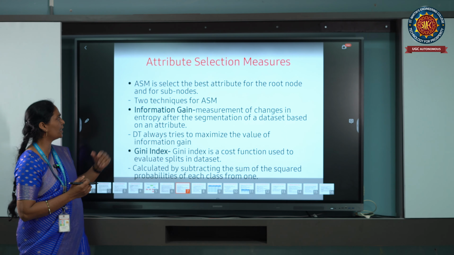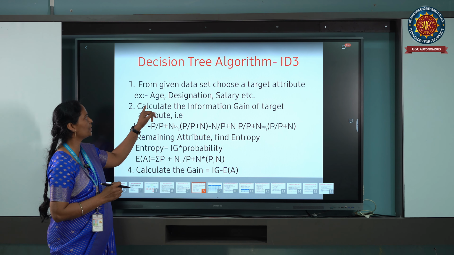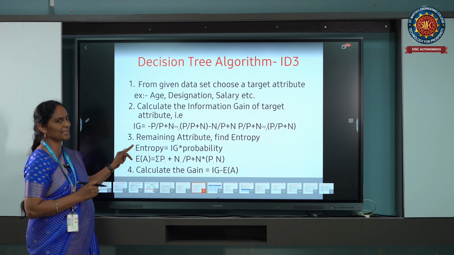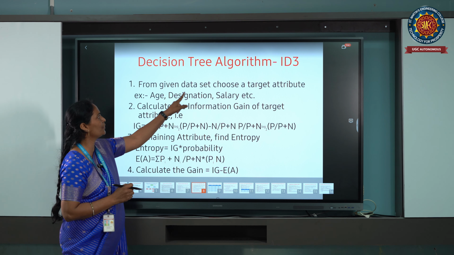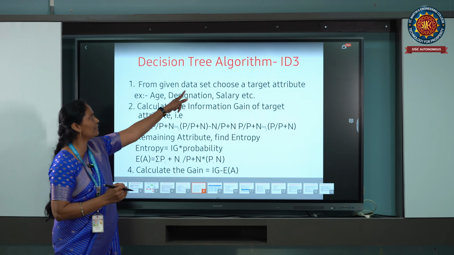Next, we can see the algorithm of the decision tree, which is based on ID3. This algorithm is fully named Iterative Dichotomiser 3. In this one, we have 4 steps of the algorithm. First, we select some attributes: from the given data set, we choose the attributes. For example, for an employee, we can say age, designation, salary, etc. Those are the attributes of the given data set.